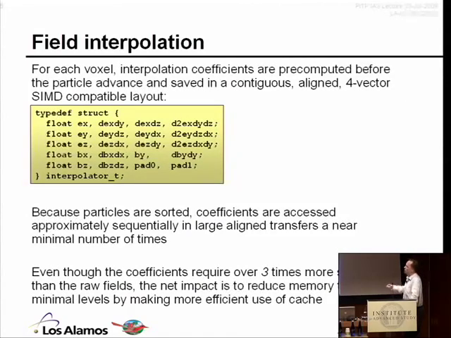Now, the only real drawback of this is that it requires about 3 times more storage than the raw fields. Now, storage is effectively free. Storage corresponds to transistors on a DRAM chip. Transistors are free. The main impact of this, though, is to make our memory transactions far lower because we're making more efficient use of our cache.